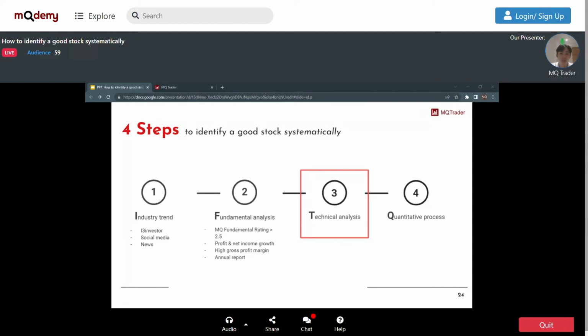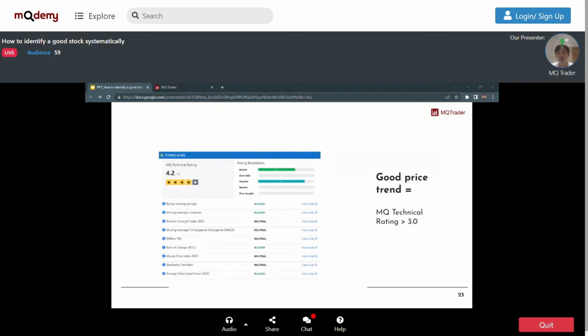Now we move on to the third step, which is technical analysis. First of all, we'll look at the MQ technical rating. If it's greater than 3.0, it means that recently the stock price is in a good trend. For people who are new to investing or not that familiar with technical analysis, technical analysis is a process where we use past historical market data, like previous stock prices or even trading volume, to predict future market behavior with different sets of rules and trading strategies.